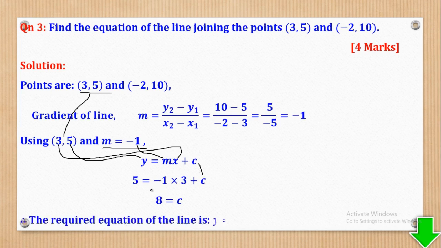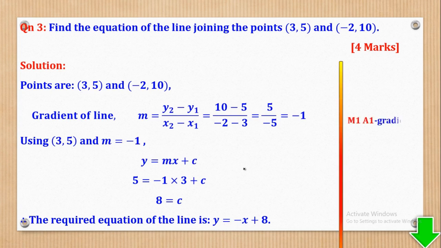What does that mean? It means that the required equation of the line will be y equal to -1x plus 8. So what I've done, I've replaced this c with 8 because it's what I got here, and I've also replaced this m with -1, which I got there, to come up with this equation which they want. So basically that's what they wanted.